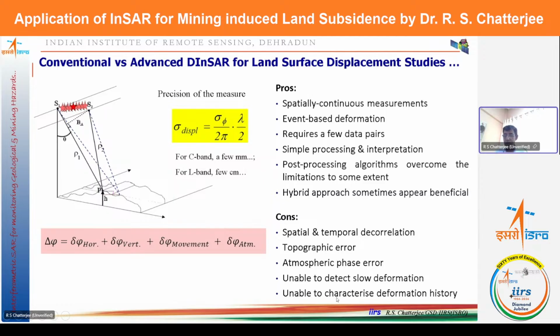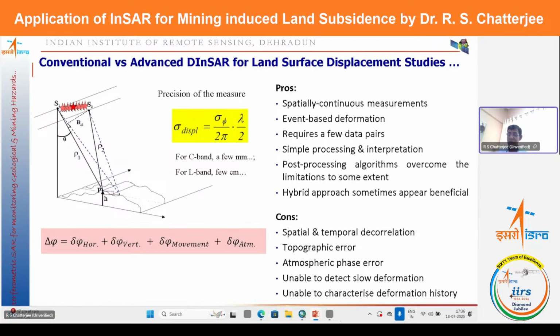And as well as you need to have many data pairs, and it is very difficult to have a deformation history and time series analysis. So for a time series analysis, to get the trend, to get this nonlinear deformation component, this linear deformation component, and the residual deformation, isn't it? Or sometimes the seasonal component, you won't be able to do this here. That is only possible in case of advanced InSAR technique.